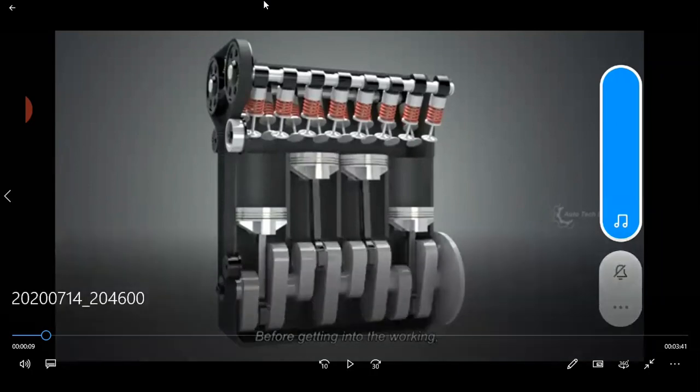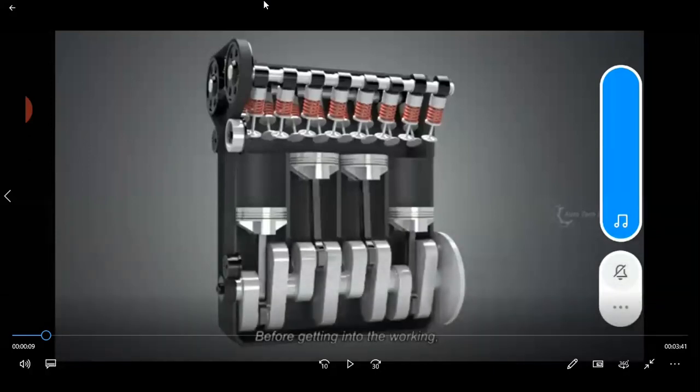Another shaft is there for the outlet valve. The outlet valves are connected to other cams. There are 2 cams shown here on the camshaft. When it rotates, the exhaust valve opens and the exhaust gases get pushed outside.